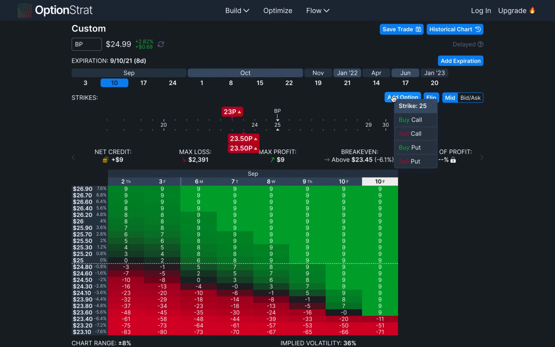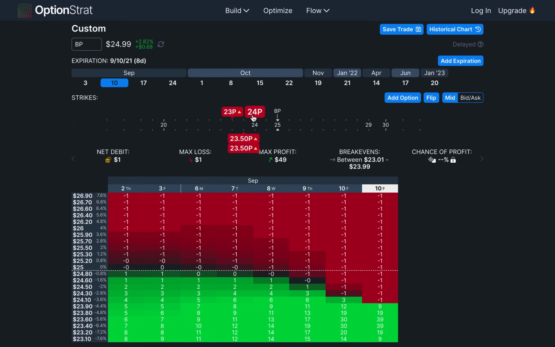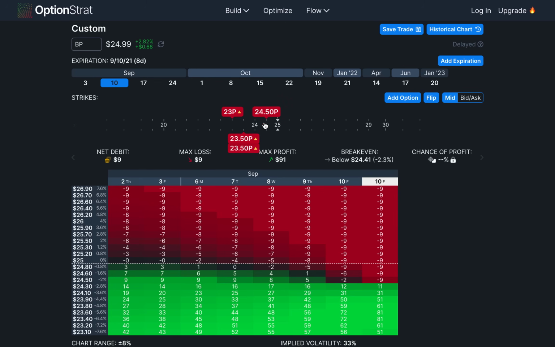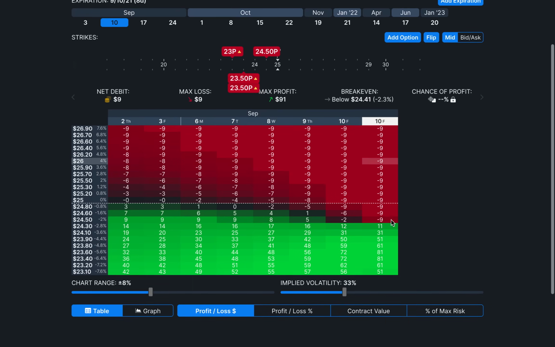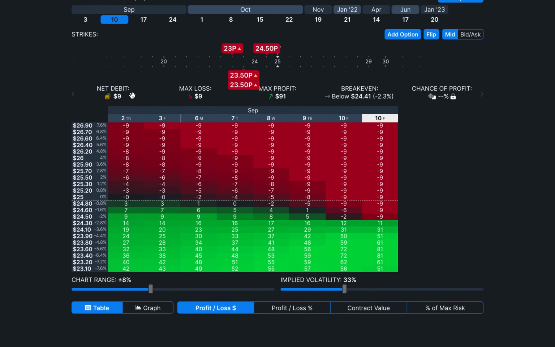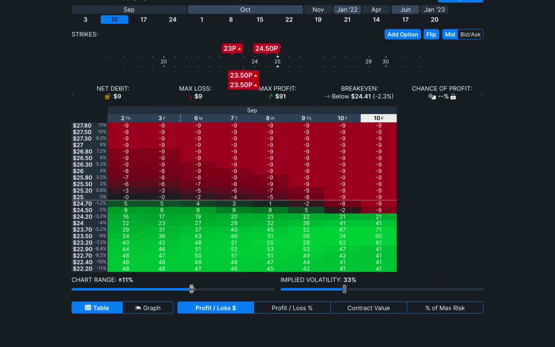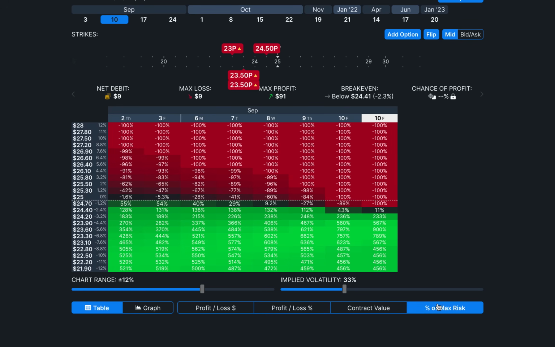And then finally, we went ahead and we bought a put. We skipped over one strike, right? So we were at $23.50, we went 24. We skipped that, we went to $24.50 instead. And so this is what it's gonna look like here. So as you can see, this is gonna be debit $9, max loss $9. So that's the most we can lose. Max profit $91 here, okay? Which if we take a look here of max risk, those are some pretty big returns that we can see here, right?